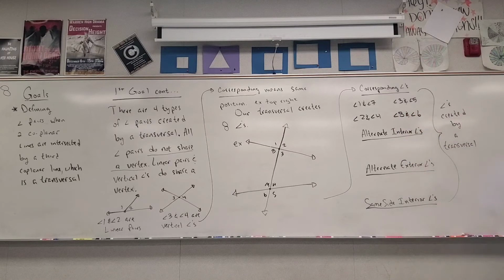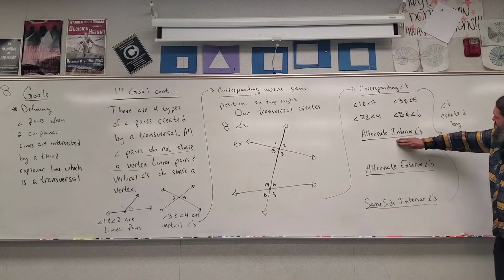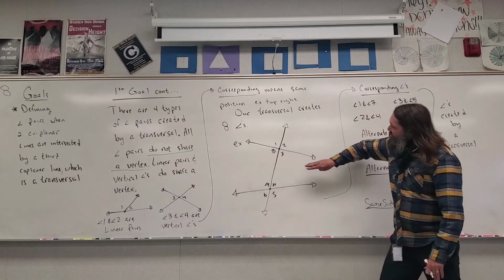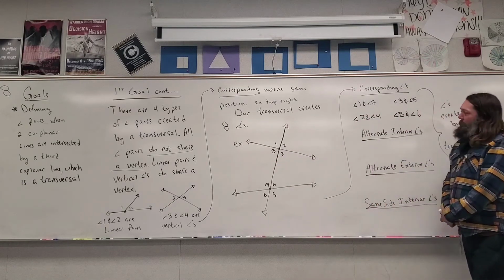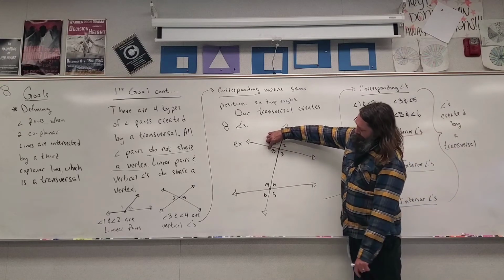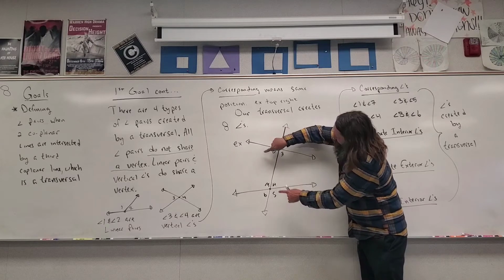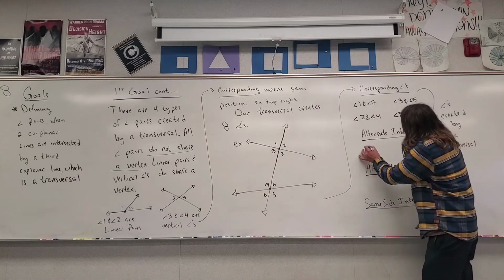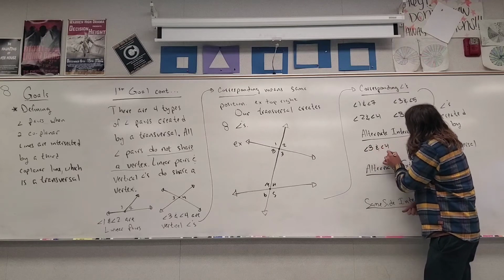Alright. Now let's move on to our alternate interior angles. Remember, alternate means we switch sides of the transversal, and interior means that we are inside the 2 coplanar lines. So, and they can't share a vertex, right? So angle 8 and angle 4 are alternating sides and they're in the interior, right? So angle 8 and angle 4.